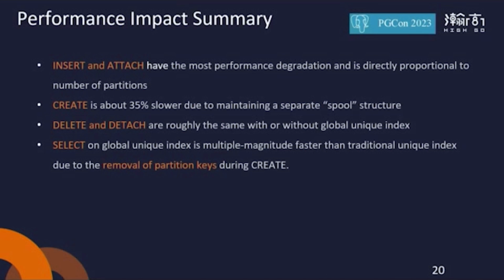Delete and detach are roughly the same with or without the global unique index. And the select, as you can see from the previous slide, is multiple orders of magnitude faster than the traditional unique index due to the removal of the partition keys. We know it's that because we didn't change the architecture. We basically took that out. And even without the uniqueness check, it's still faster when you take the partition key limitation out of the picture, right?